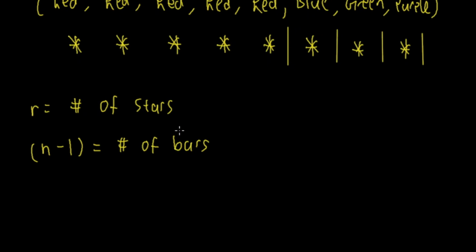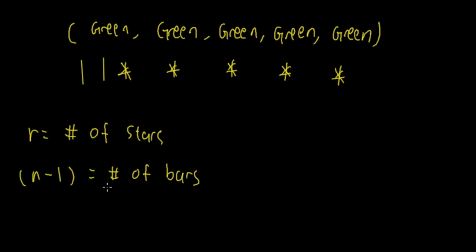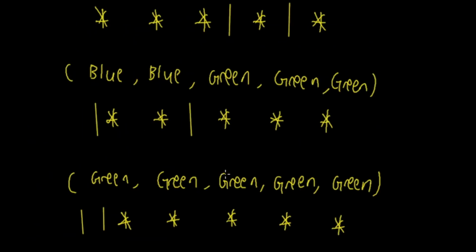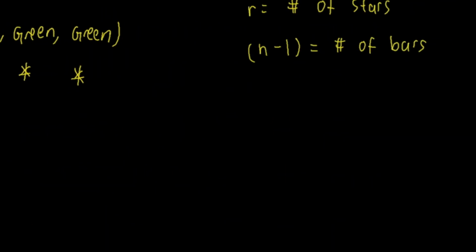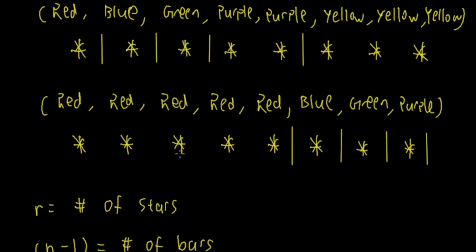Okay, so what can we say? In this case, with the same conclusion as the first example, R is the number of stars and n minus 1 is the number of bars, right? Okay, so now let's look at this. Just pick the last sample here. Look at the stars and the bars. Now you ask the question: how many ways can you arrange the stars and the bars? If you have R stars and n minus 1 bars, how many ways can you arrange this?